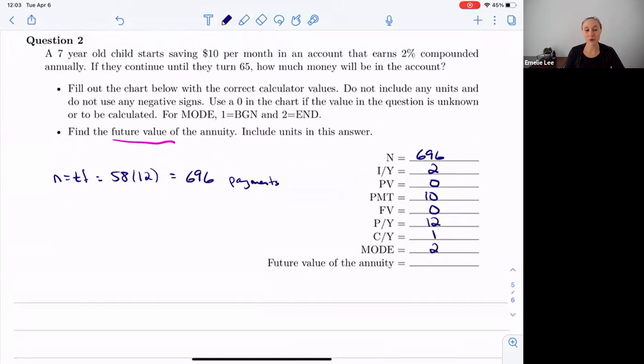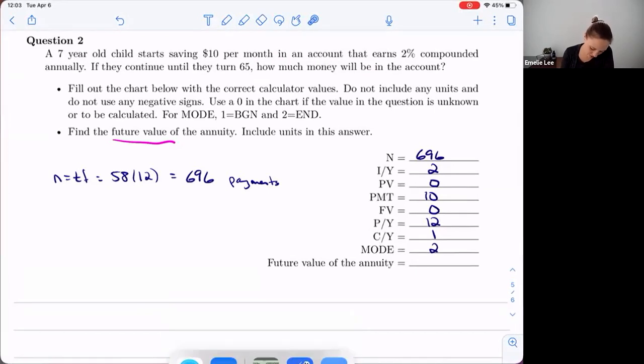1.6 marks out of 2, not bad, right? Even if you don't actually know how to use your calculator, you can probably put something like this together just from the information. And 0.4 out of 2 is for the actual calculation, which you're welcome to do by hand or on your calculator. Okay, so let's do this one. 2, 10, 12, 1, 2.